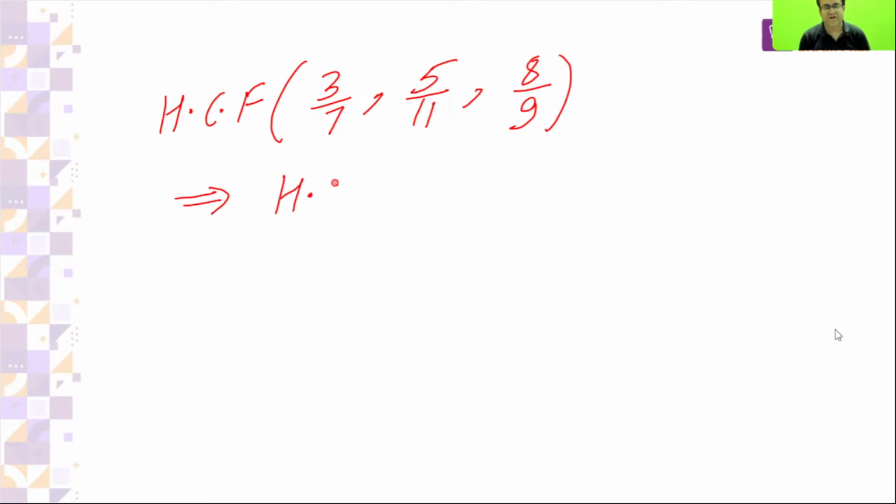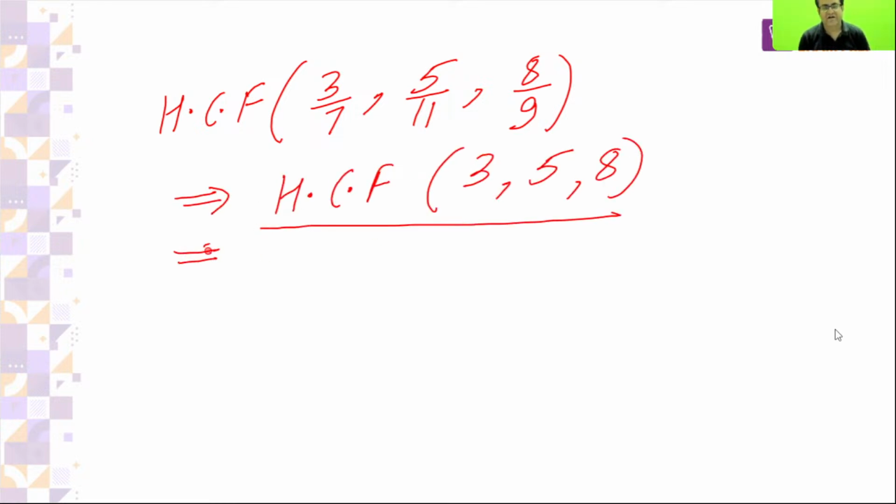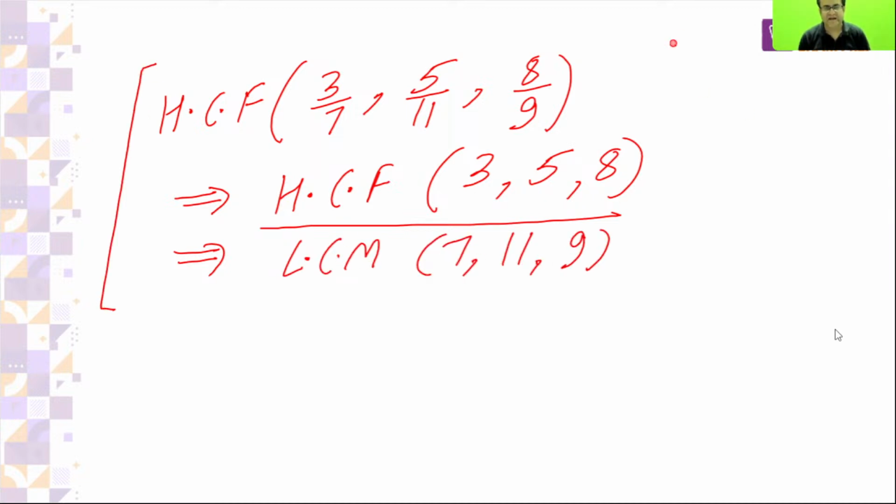Next, if I want to find the HCF of 3 by 7, 5 by 11, 8 by 9, in case you want to find the HCF of these fractions, then you can easily find the HCF of the numerator values and the LCM of the denominator values. In case of HCF, take HCF of numerator and LCM of denominator.